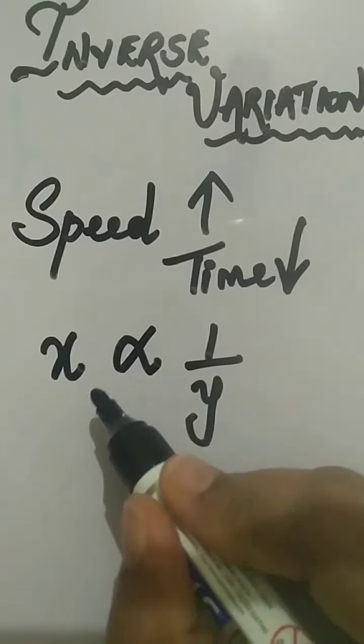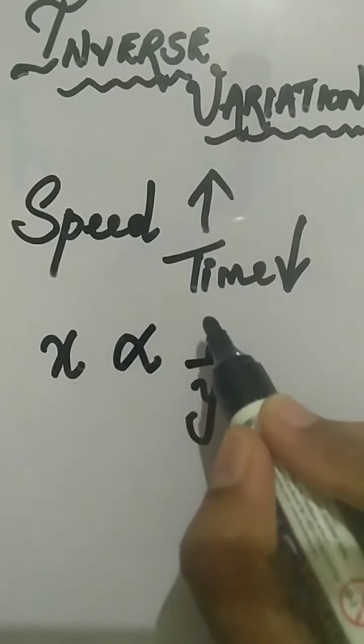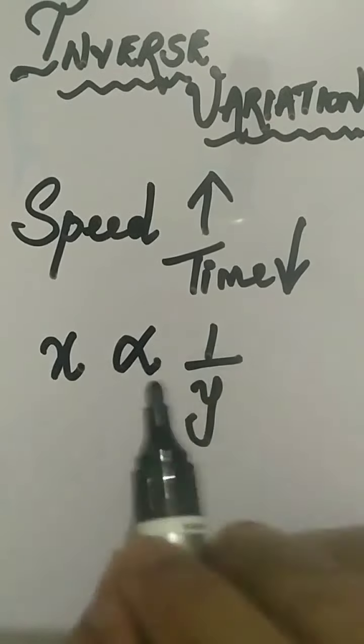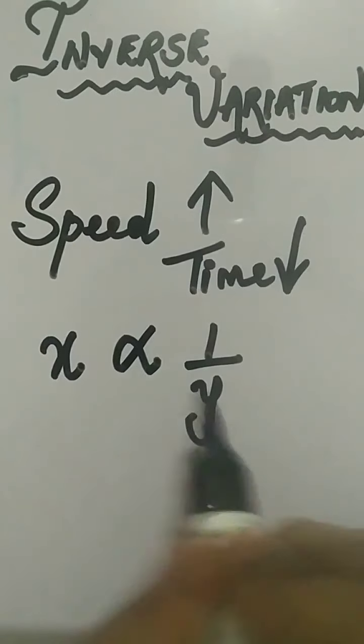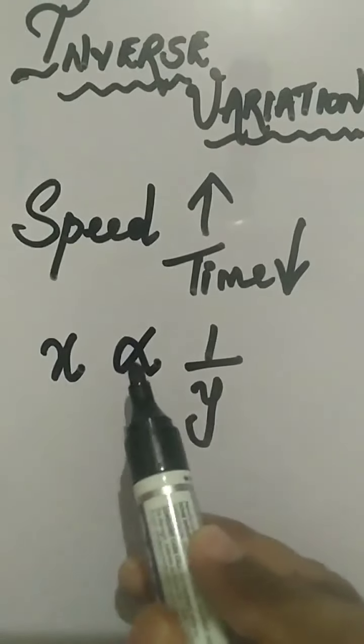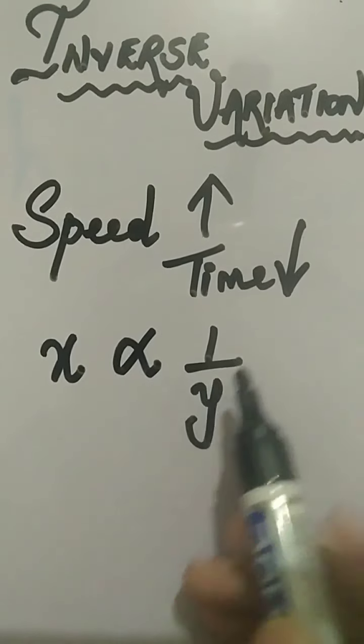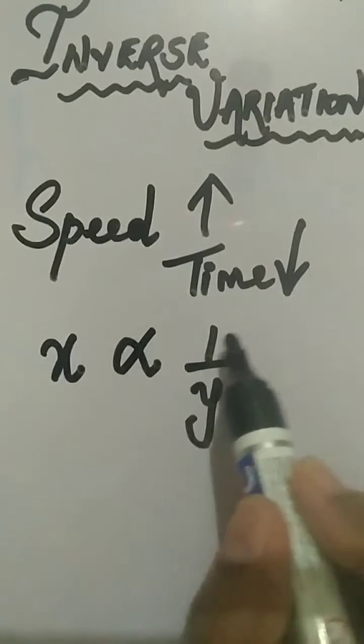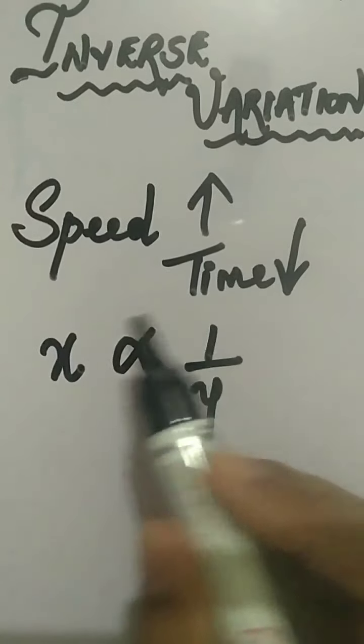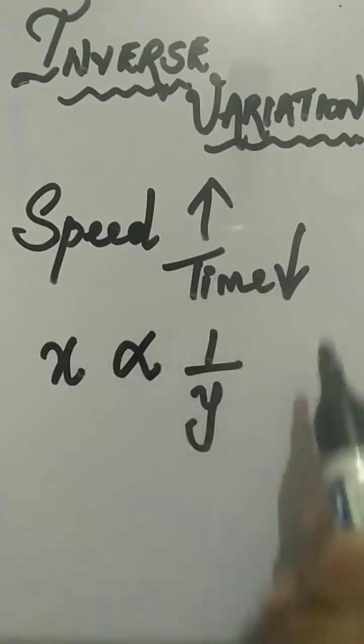How will you read it? X varies inversely to y. You will not say x varies to 1 upon y. No, wrong. X varies inversely to y. For direct, you will write y directly in front of x. For inverse, you will write it in this way.